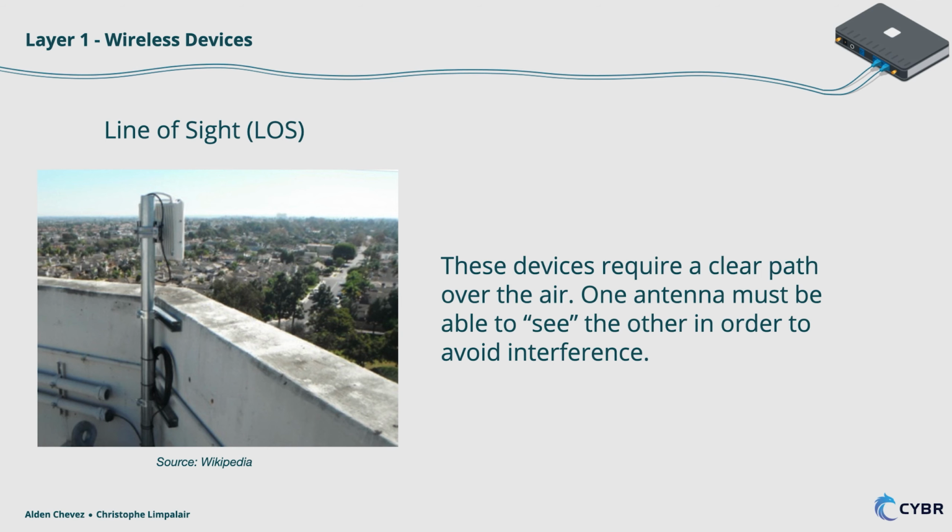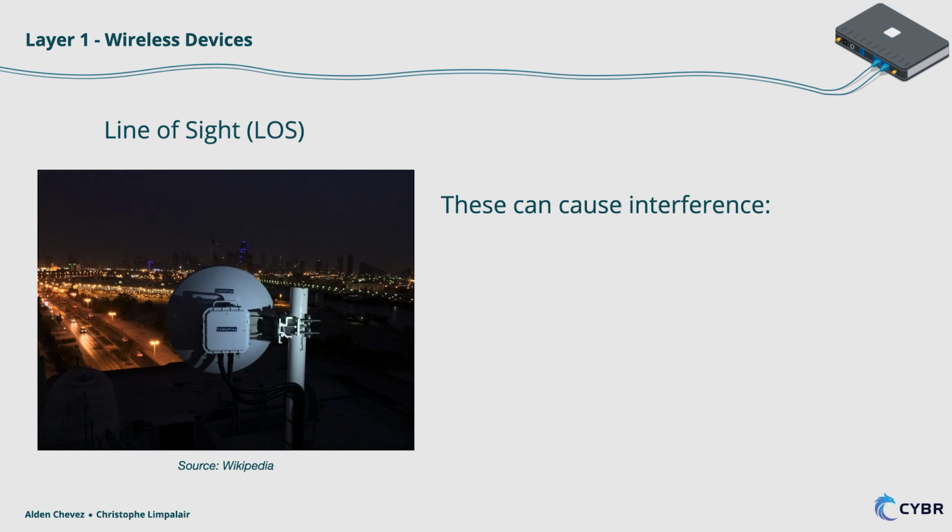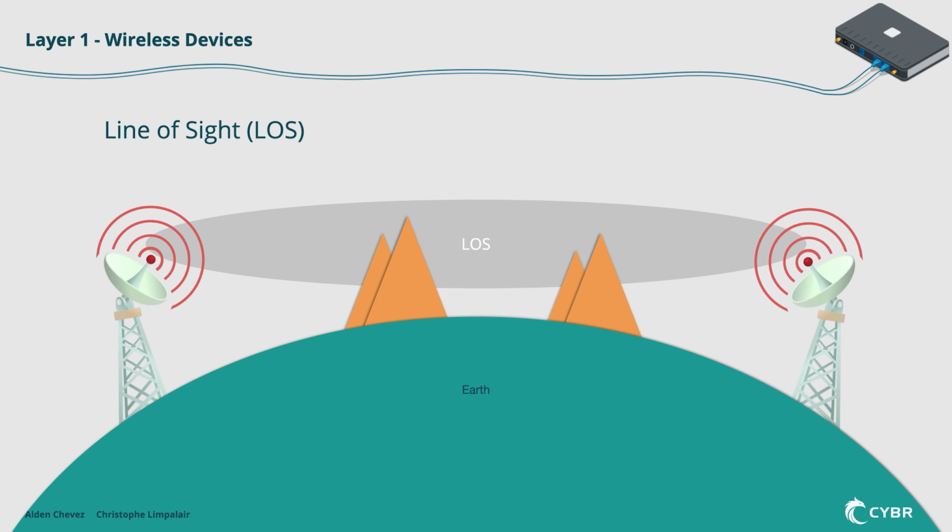One antenna must be able to see the other antenna in order to avoid interference, which means that these types of links are very complicated to set up in big cities where buildings might interfere with the line of sight, or other things that could also interfere would be mountains, hills, etc. And in case you're wondering, yes, the curvature of the Earth could also interfere. Unless you're someone who believes that the Earth is flat, in which case, well, let's just not talk about that.